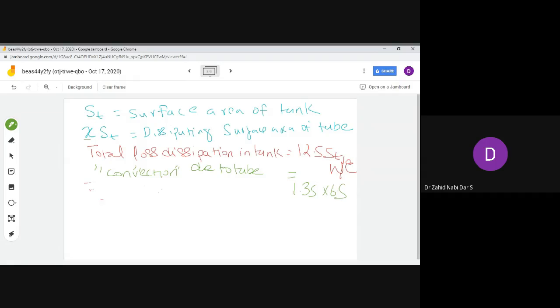we cannot directly multiply it with the st. We have to multiply it with the fraction of the area that the tube is, x times st. So this is equal to 1.35 into 6.5 into x times st. So this is the total surface area, what you can see here. So this is the total surface area.